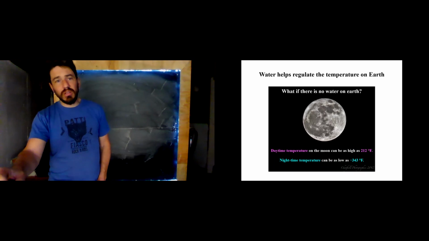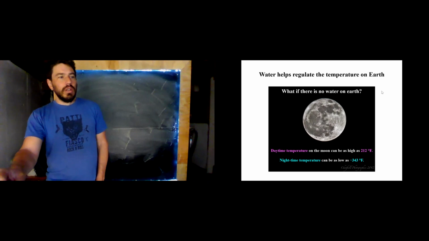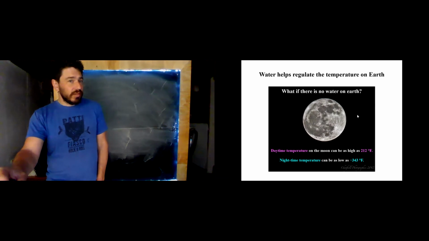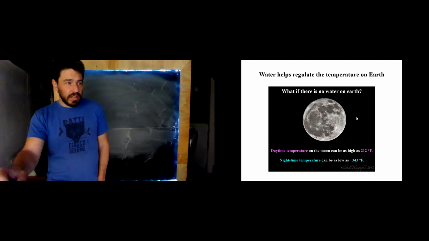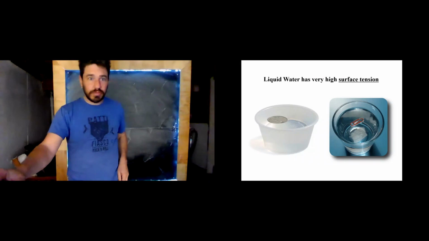And overall, water helps to regulate the temperature on Earth. On the moon, where there is no water, at the exact same distance from the sun, daytime temperatures are like 200 degrees Fahrenheit, and nighttime temperatures are like negative 300. So, ridiculous temperature swings with no atmosphere, and especially no water to regulate the temperature.